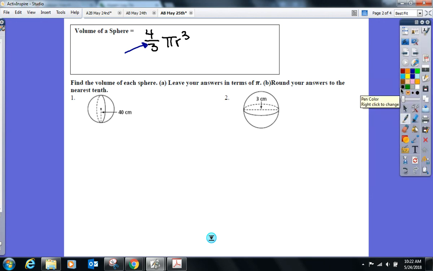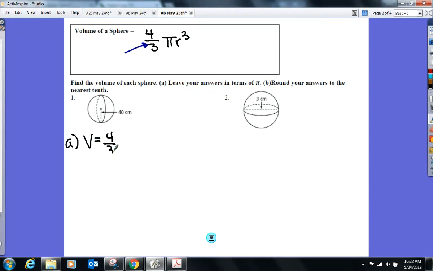So find the volume of each sphere. Part A says leave your answer in terms of pi, then convert it in part B to the nearest tenth. All right, so here we go. Part A, leave it in terms of pi. We got 4/3 pi r cubed. And as we can see, that 40 is pointing to the radius. So I'm just going to simply plug it into my formula.